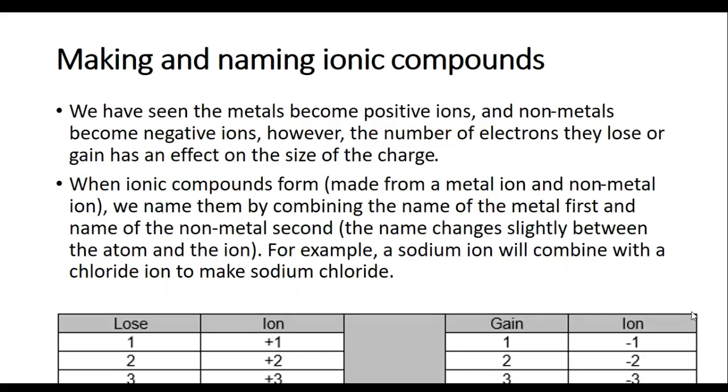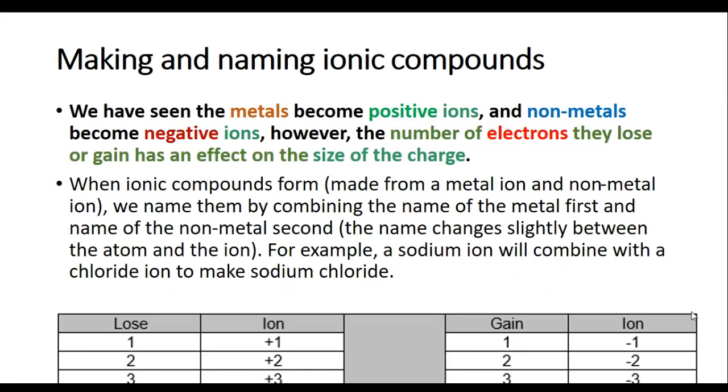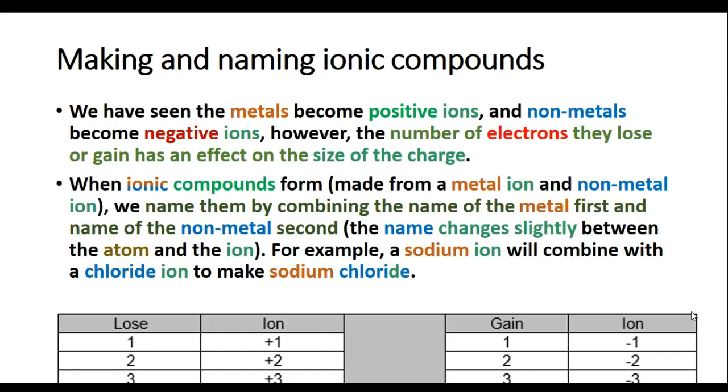Now, let's have a look at naming ionic compounds and how we make them. So, we have seen that the metals become positive ions and non-metals become negative ions. The number of electrons that each lose or gain has an effect on the size of the charge that those ions have. So when ionic compounds are formed, that means that a metal ion and a non-metal ion come together, they are attracted to each other by an electrostatic force.